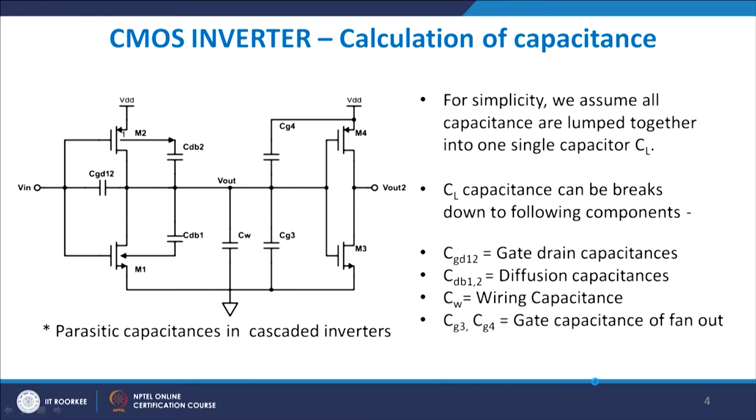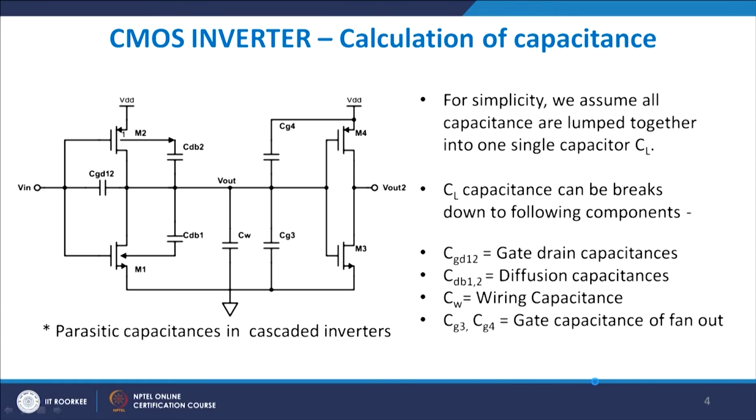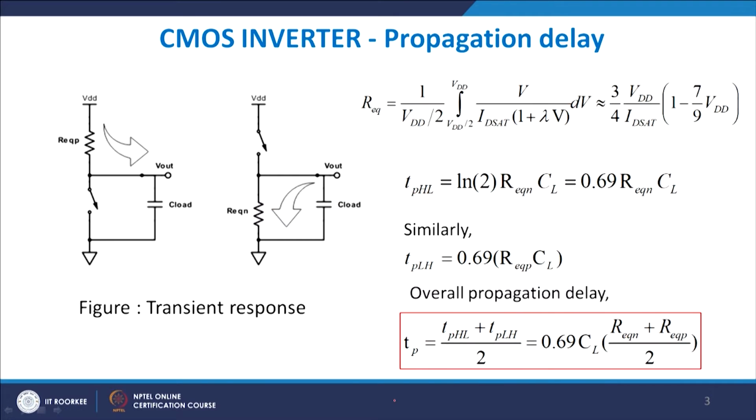Now, maybe we can discuss it here itself or maybe we will see it later on. If you want TPHL to equal TPLH, which means that the high to low propagation delay is exactly equal to the low to high propagation delay, then what should you do?